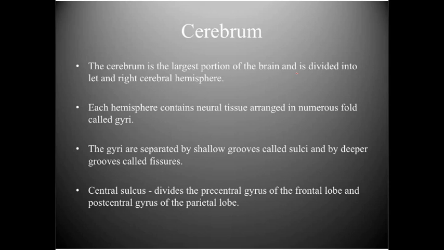So that brings us to the cerebrum. The cerebrum is the largest portion of the brain and is divided into left and right cerebral hemispheres, meaning that there is a line running from the front to the posterior portion of the cerebrum, which designates left and right hemispheres. Each hemisphere contains neural tissue arranged in numerous folds called gyri. The gyri are separated by shallow grooves called sulci and by deeper grooves called fissures. So know that shallow grooves are sulci, deeper grooves are fissures.